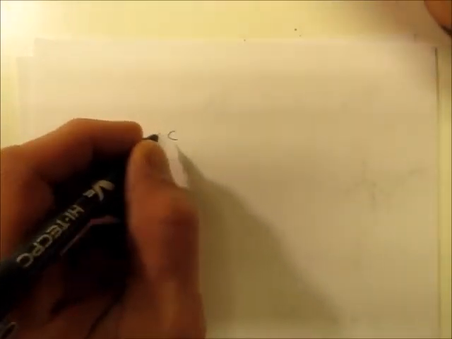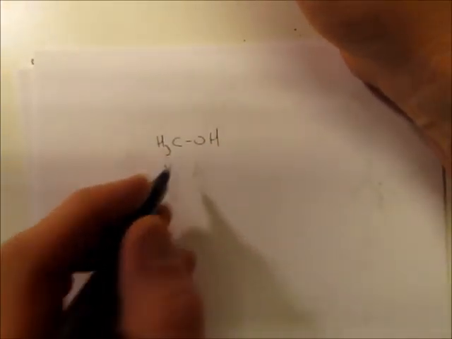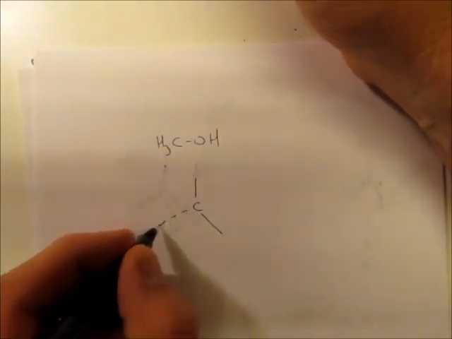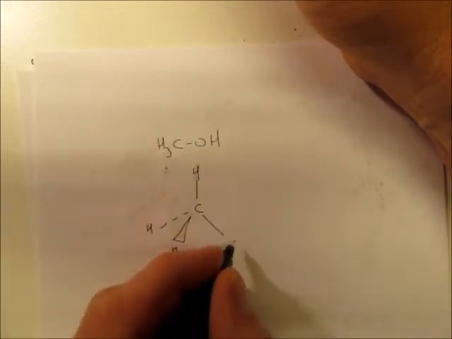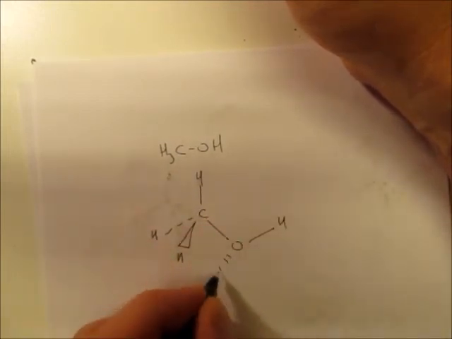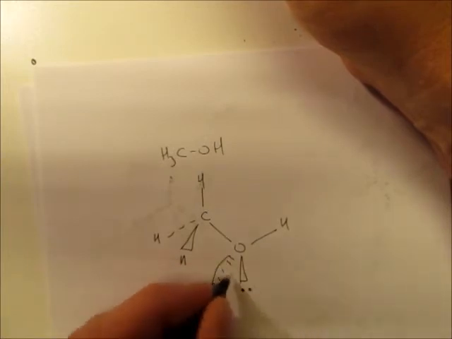maybe I could do one more thing just to give you an idea. So what if somebody had methanol? It looks like this. So basically, you have a carbon that's tetrahedral, and let's say we use this one for the oxygen. The oxygen is also going to be tetrahedral, like this, and you're going to get lone pairs, like that.